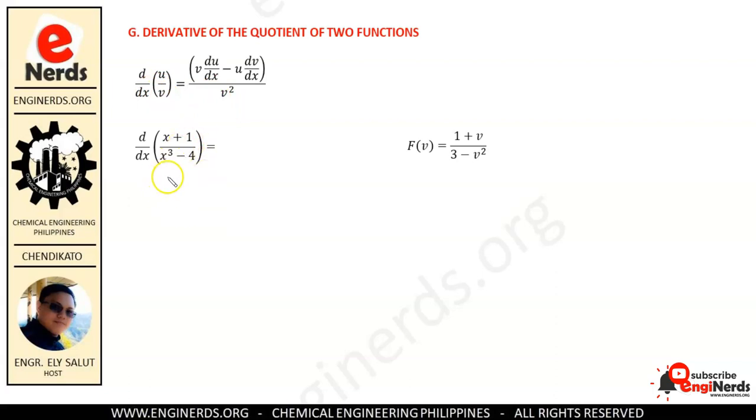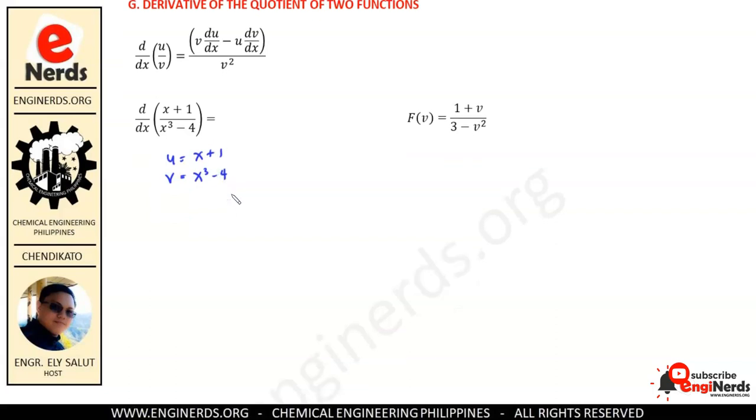So, in here, for example, no, our u in here is equal to x plus 1. And our v is equal to x cubed minus 4. Okay? So, solve natin ngayon yan. So, this is equal to d over dx x plus 1 over x cubed minus 4 is equal to, gawin natin itong naandito sa itaas. Kopyahin muna natin yung v. Our v is x cubed minus 4. So, kopyahin muna natin yan. X cubed minus 4. Then, take the derivative of u.